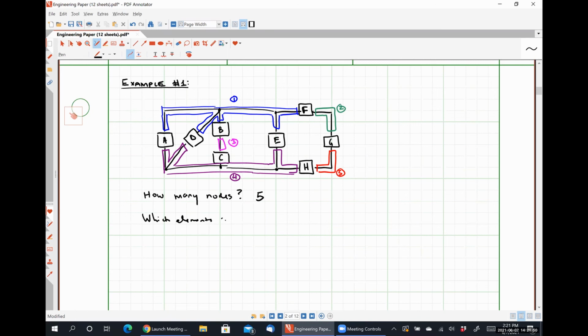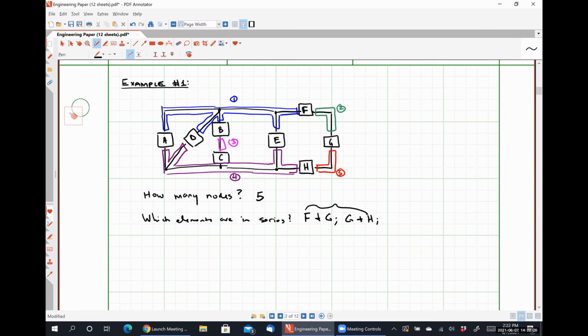Which elements are in series? Anybody care to venture a guess here? F and G and H. So F and G are in series. G and H are in series, and we can absolutely consider all 3 of them together as one series combination. So we could say that F and G and H are all together in series. I got no problem with that.